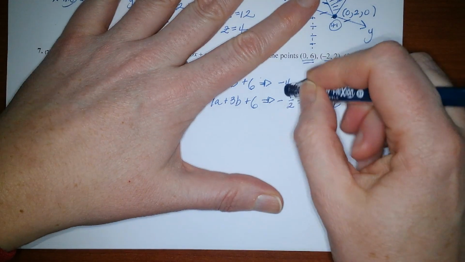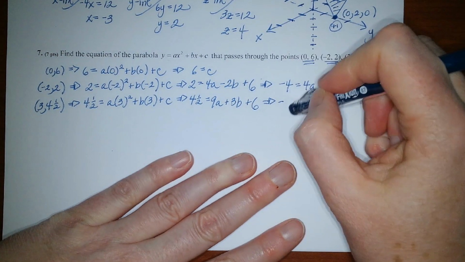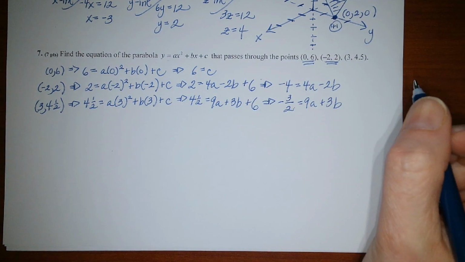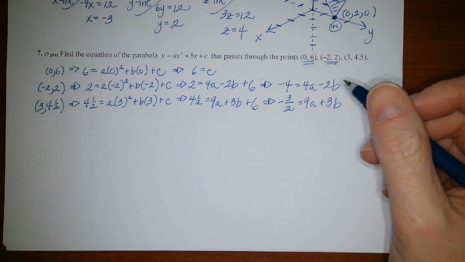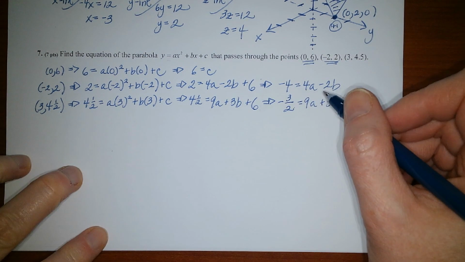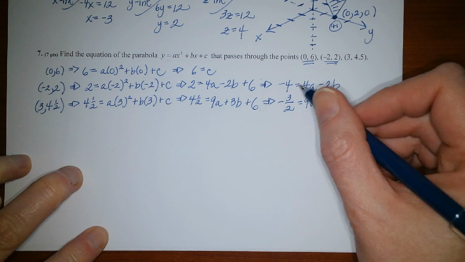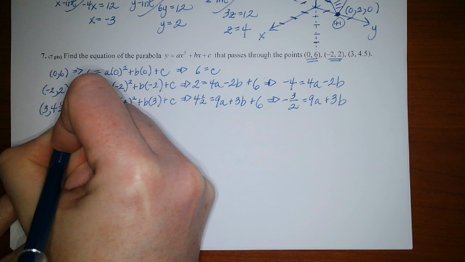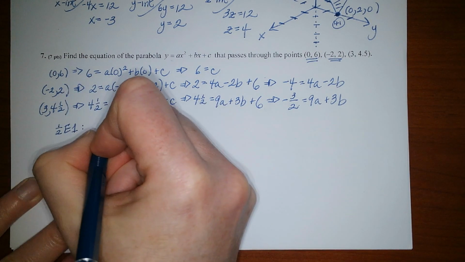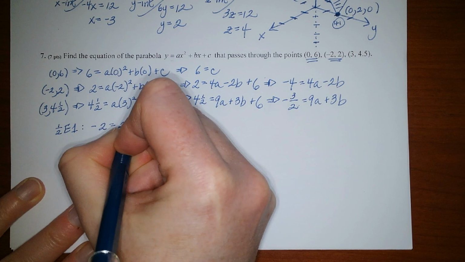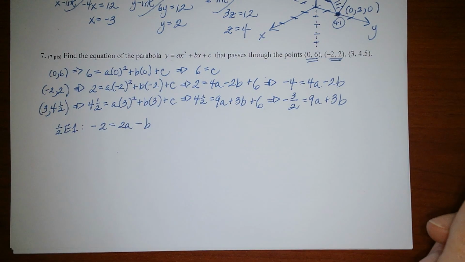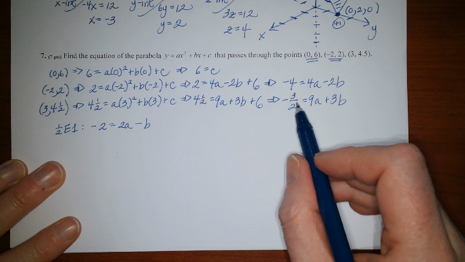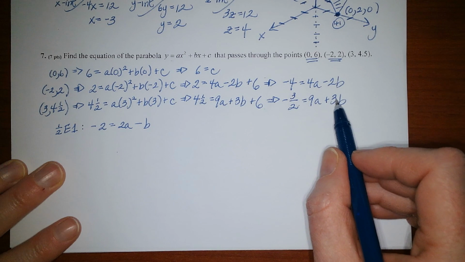I actually think I'm going to write negative 1.5 as negative 3/2. Either way, I don't think it matters. Notice in row 1, it would be really easy to get a negative b if we just divided everything by 2. So I'm just going to do 1/2 of equation 1 there, and I would get negative 2 equals 2a minus b. And then I think I'll multiply both sides of the second equation by 1/3 so I can get a positive b here.